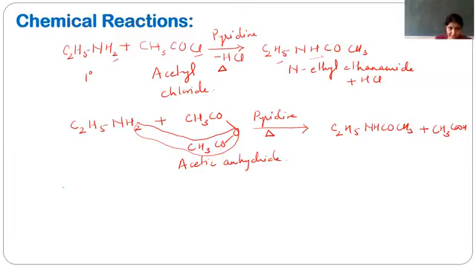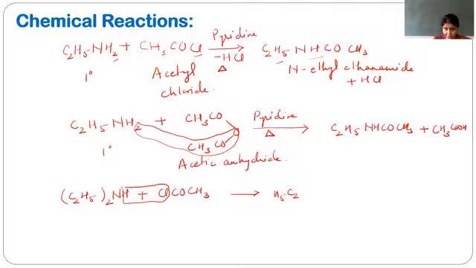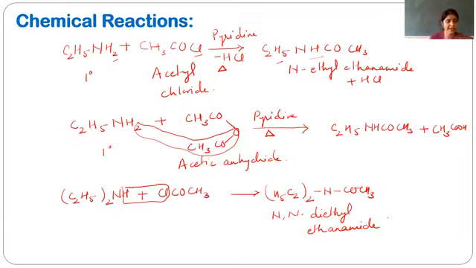Similarly, we can take the reaction of secondary amine, diethylamine, (C2H5)2NH. This is a secondary amine, and the reaction of secondary amine with acid chloride, ClCOCH3. There is the removal of an HCl molecule and formation of (C2H5)2NCOCH3, N,N-diethyl ethanamide. So these are the acylation reactions.